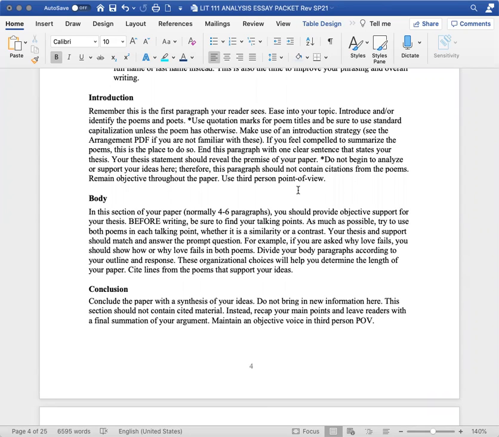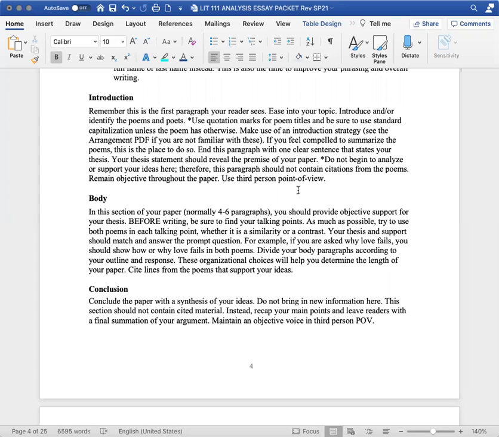So, okay. So introduction, body, conclusion. In the intro, remember, this is the first paragraph that your readers see. And you want to ease into that topic. So your readers don't know. So imagine your reader, it's me, obviously, but imagine that it's not me. You're writing to an audience who doesn't know the poems, who doesn't know the topic and doesn't know how you feel about it, or what you think about it. So you kind of have to gently ease into the topic.